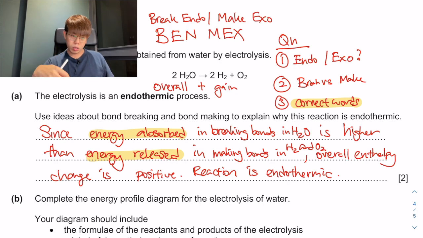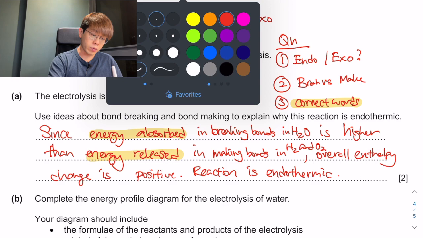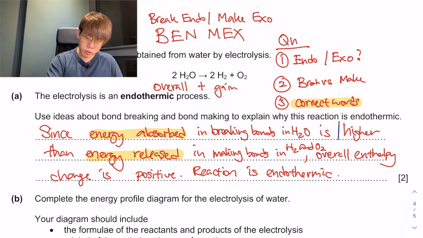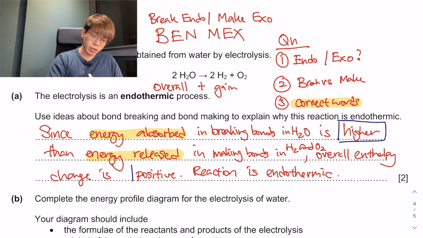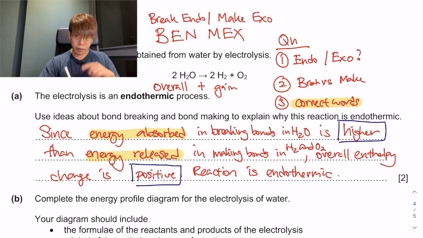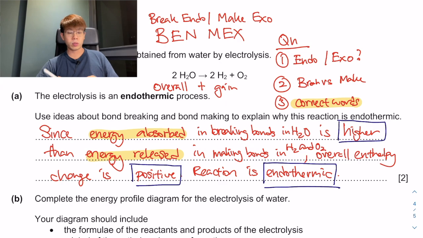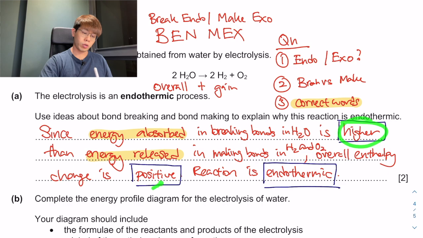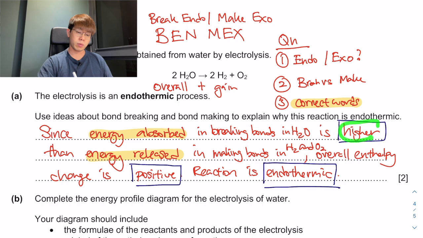How do I change it for exothermic? My suggestion is to keep the exact same format. However, when I'm changing for exothermic, I will change the word higher to lower, change enthalpy change here to negative, and change the endothermic here to exothermic. I don't change anything else except these three modifiers, higher, positive, and endothermic, in order to switch between my explanation for exothermic and endothermic.